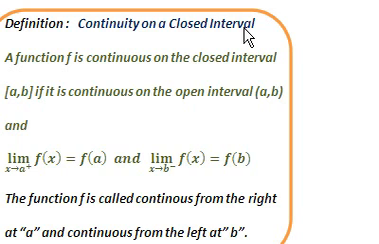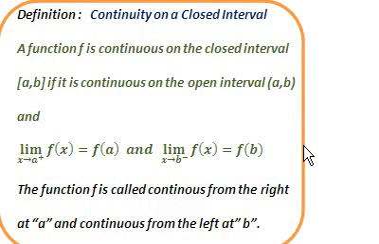Alright, let's state this definition. We got continuity on a closed interval this time. A function f is continuous on a closed interval [a, b] if it is continuous on the open interval, and taking the limit of f of x, as x approaches a from the right-hand side, is equal to f of a, and the limit of f of x as x approaches b from the left-hand side.